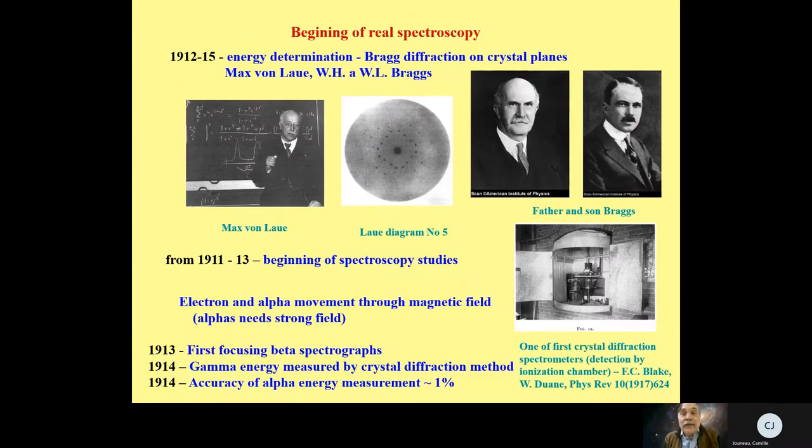The real beginning of spectrometry was in 1912 to 1915, and one very important method was based on Bragg diffraction on crystal planes, which was started by Max von Laue and the Braggs. That started the possibility to measure the energy of gamma very accurately.